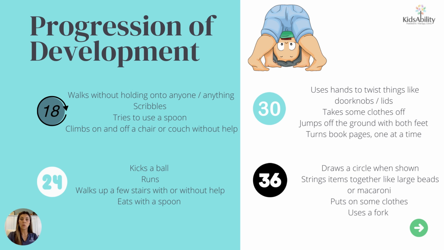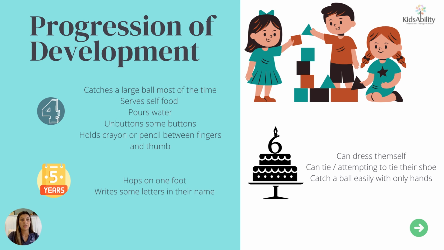Then by 2.5 years old, we should be seeing them trying to use their hands to twist things like door knobs or lids. They should be taking some clothes off, jumping off the ground with both feet, and turning thick book pages one at a time. Then by 3 years, drawing a circle when shown, stringing items together like large beads or macaroni, putting on some clothes, and using a fork. By our 4th birthday, we are hoping that the child is catching a large ball most of the time, serving themselves food, pouring their own water, buttoning some buttons, and holding a crayon or pencil between the fingers and the thumb.